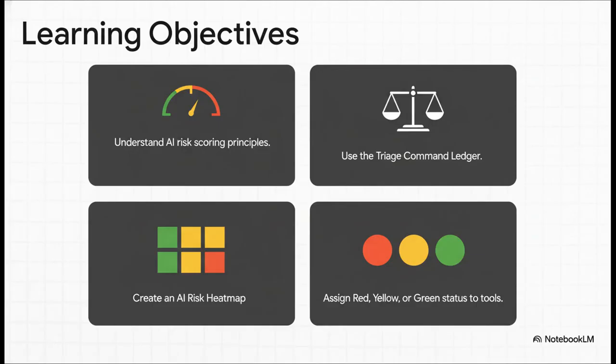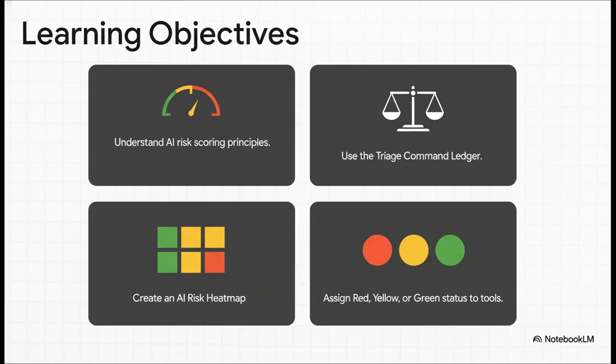So, by the end of this module, you're going to walk away with a whole new set of practical skills. You'll understand the core principles behind AI risk scoring, you'll learn how to use the triage command ledger, you'll create your own risk heat map from scratch, and you'll be able to confidently assign that critical red, yellow, or green status to any AI tool you have.